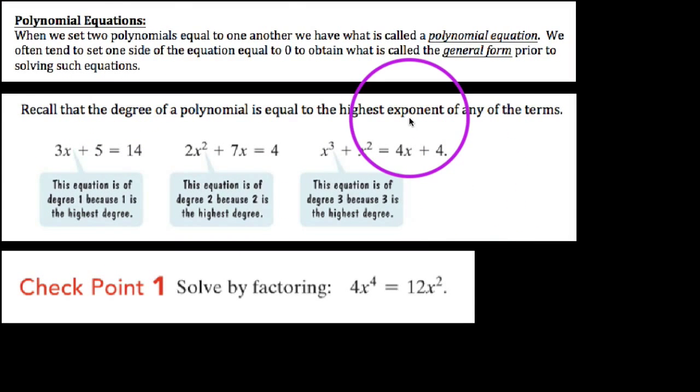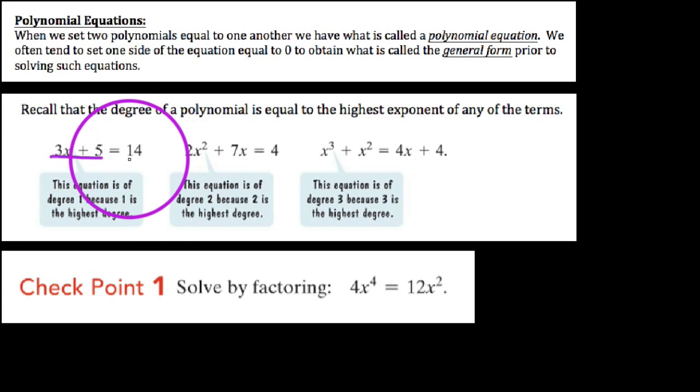Okay, YouTube, in this video we're going to focus on how to solve polynomial equations specifically, and let's start by defining what we mean by a polynomial equation. Essentially, anytime that you have some polynomial set equal to some other polynomial, we refer to this as a polynomial equation. So you see three examples of this in either of these instances here.